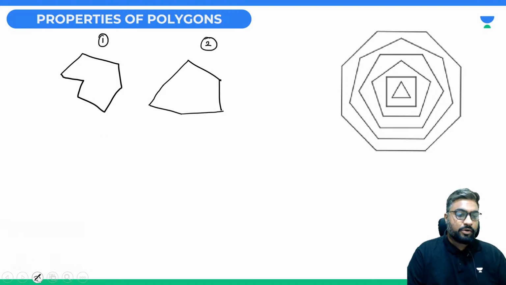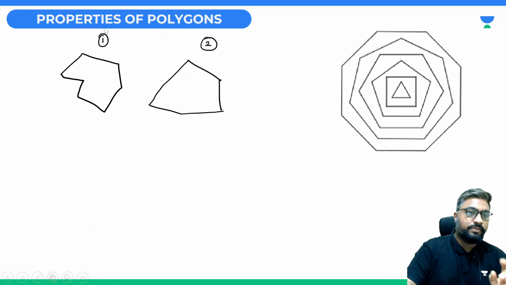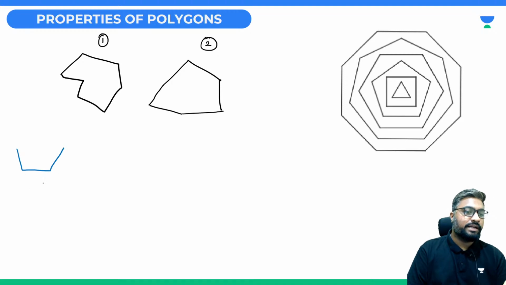So the deal with a polygon is, one, it has to be a closed shape. We cannot have anything open-ended. So this cannot be a polygon because it is open-ended. It has to be a closed figure.